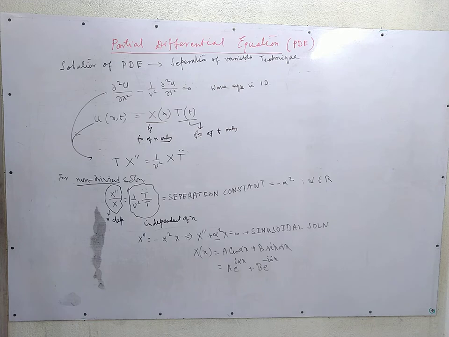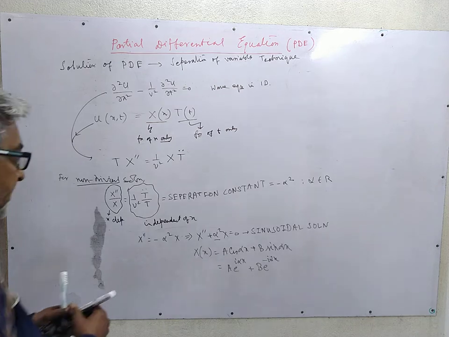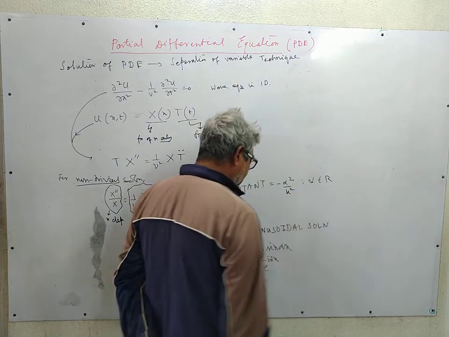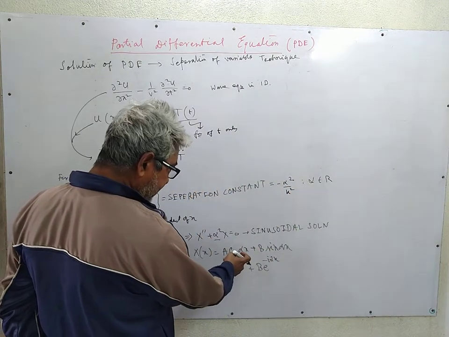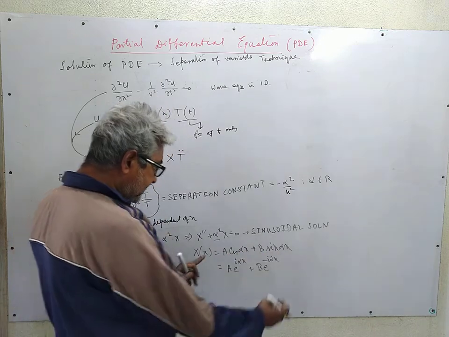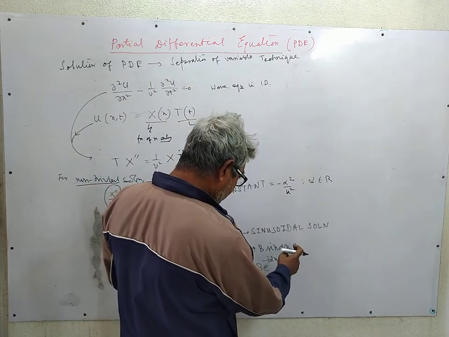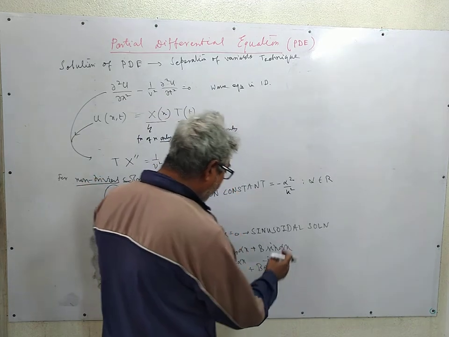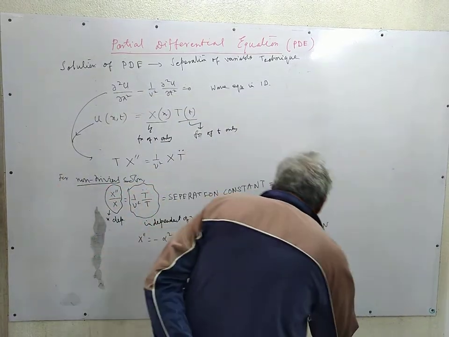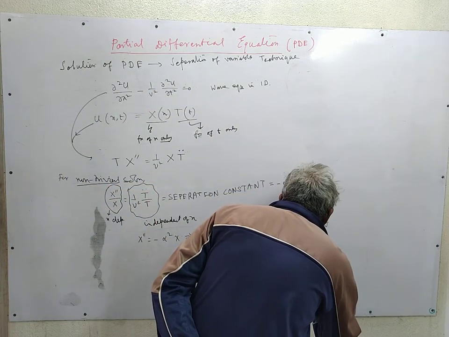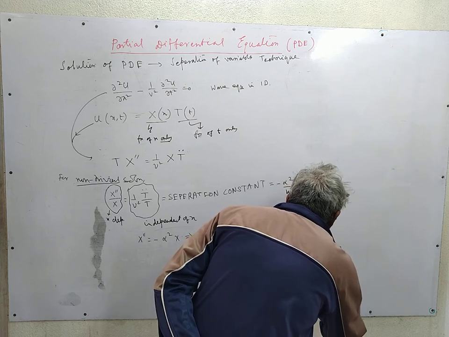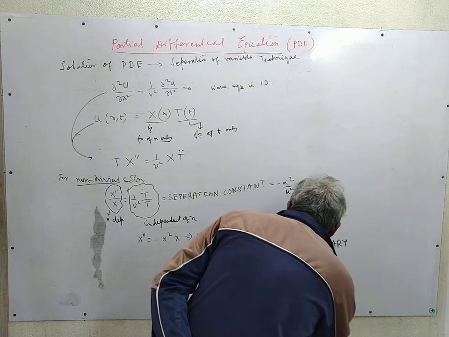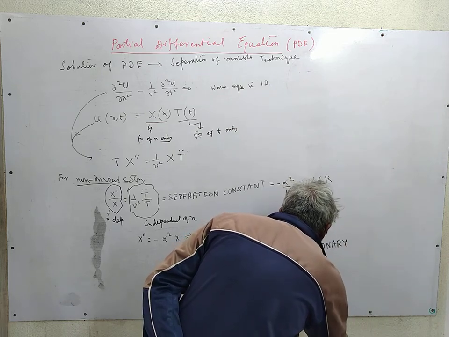One thing is very clear, that the name alpha would have been much better if we used, instead of alpha, k square. Then we can identify k as the wave vector. This is the sinusoidal solution in terms of stationary waves, and this is the sinusoidal solution in terms of progressive waves. So this is the stationary wave solution, and this is the progressive wave solution.